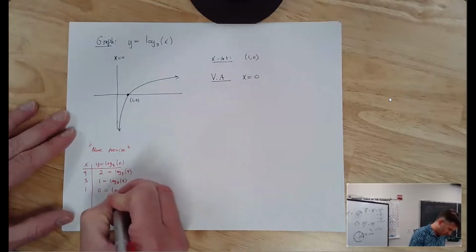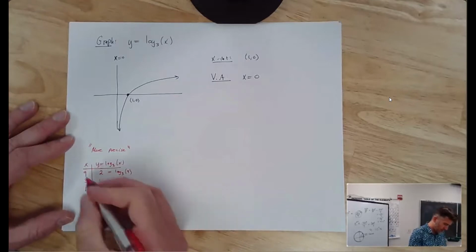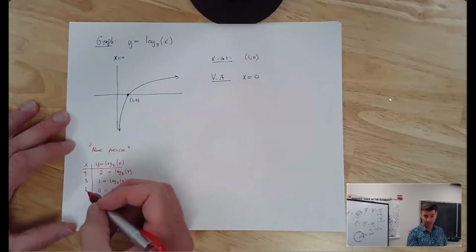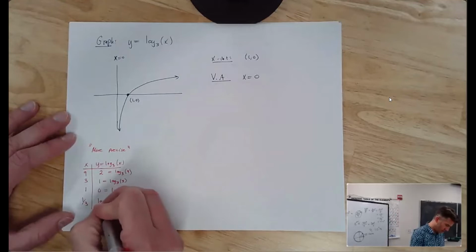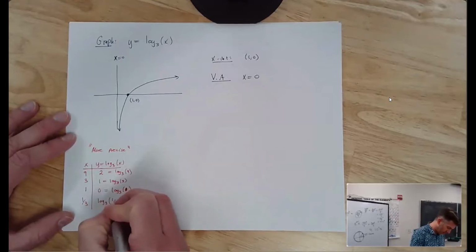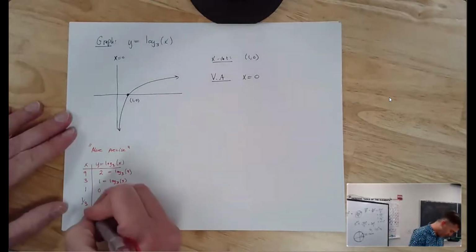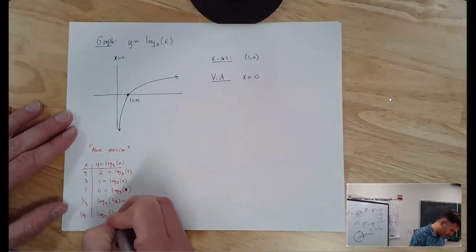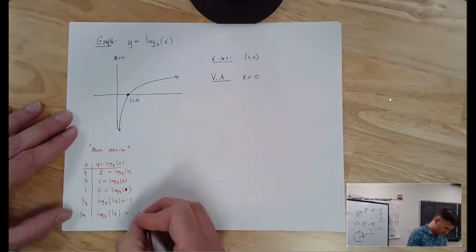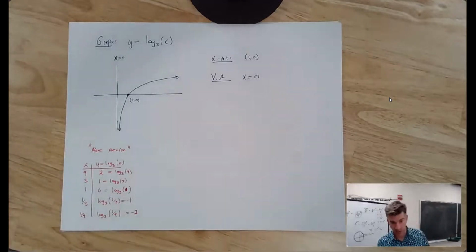So 0 is log base 3 of 1, sorry. And then I typically just start taking the reciprocals. Instead of 3, 1/3. And log base 3 of 1/3 is -1, because 3 to the -1 is 1/3. And log base 3 of 1/9 is -2, because 3 to the -2nd power is equal to 1/9.